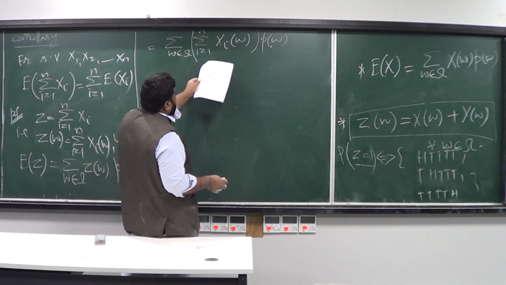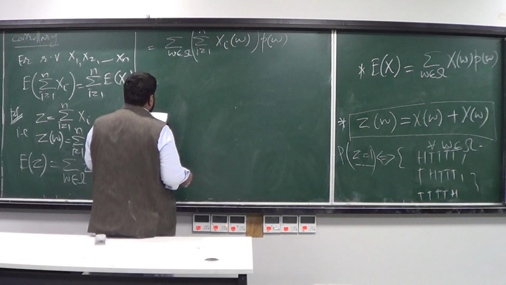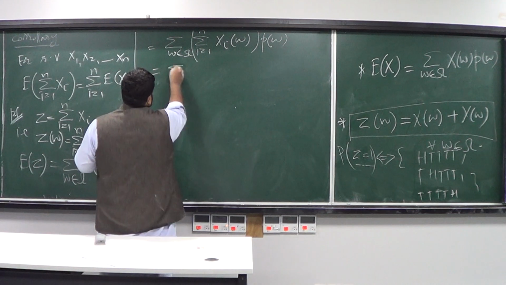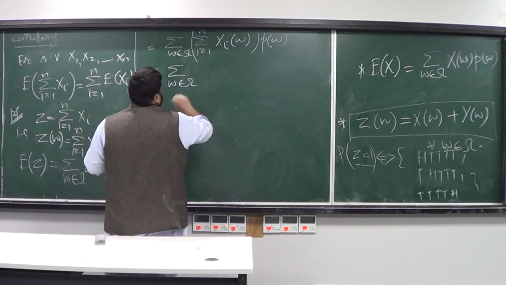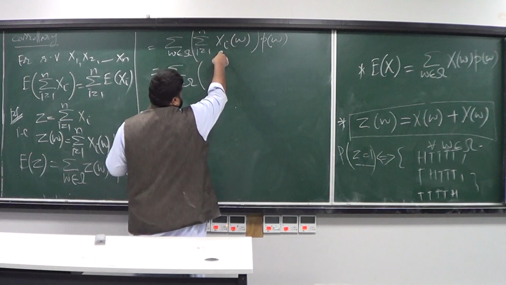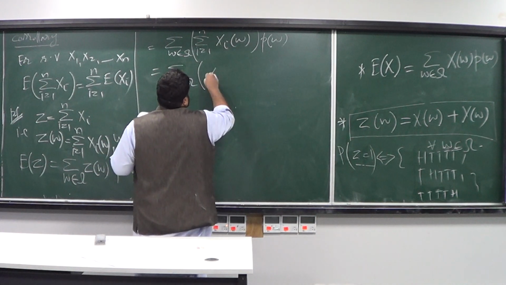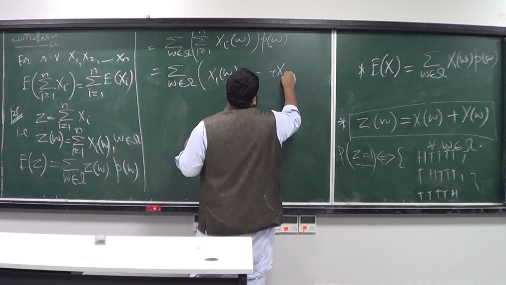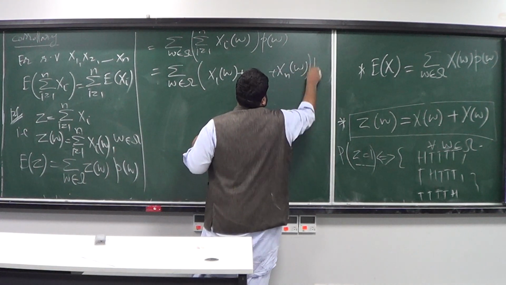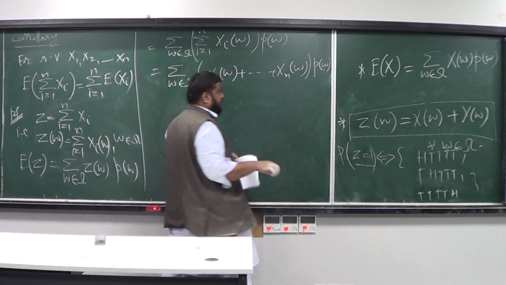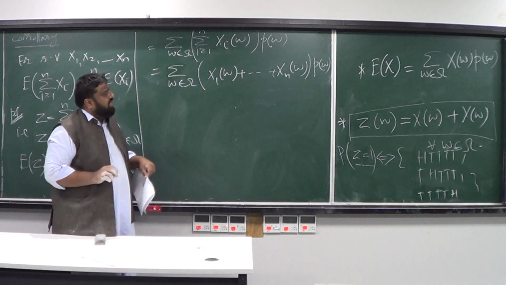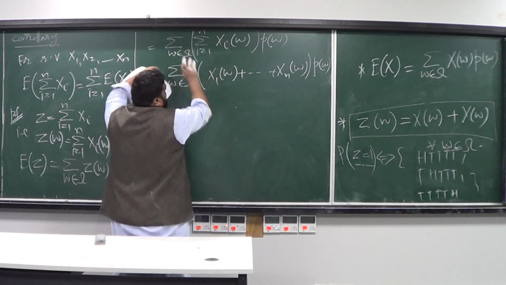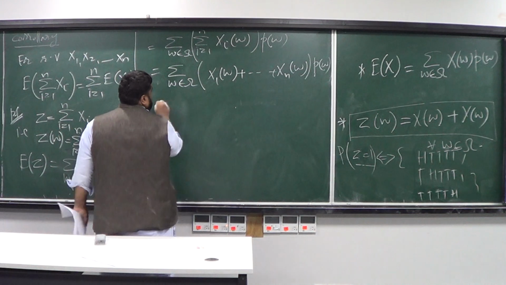So I can open this sum. I can write this as the sum over omega in Omega. मैं कह सकता हूँ कि this is same as, if I write it explicitly, x1 of omega plus up to plus xn of omega, multiplied by the p of omega. ठीक है. And if this is the case, in other words, we can switch these sums actually. That's what I want to do.